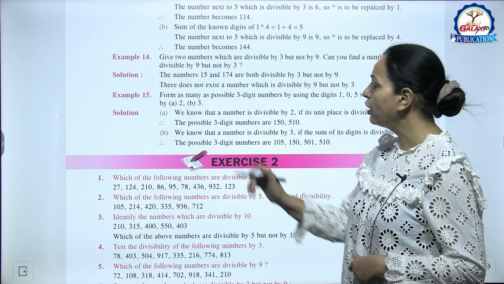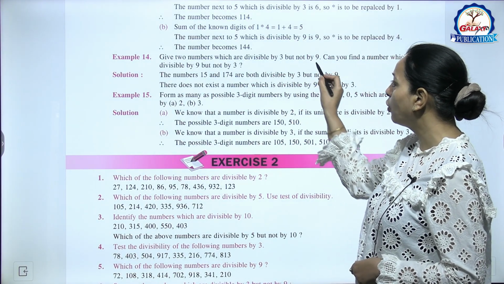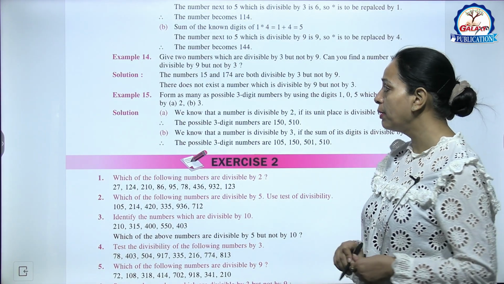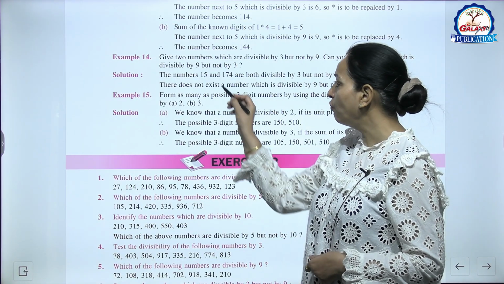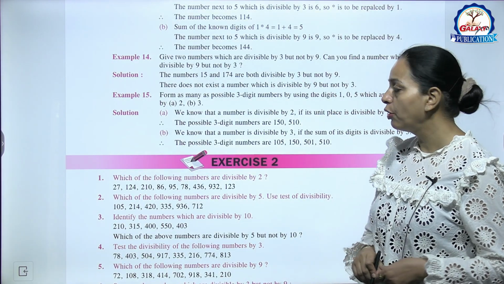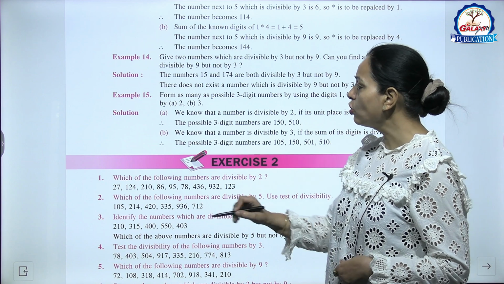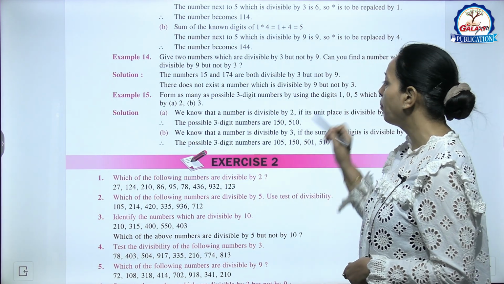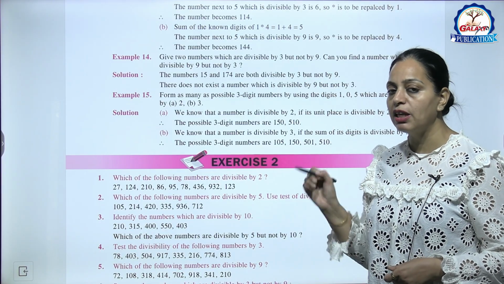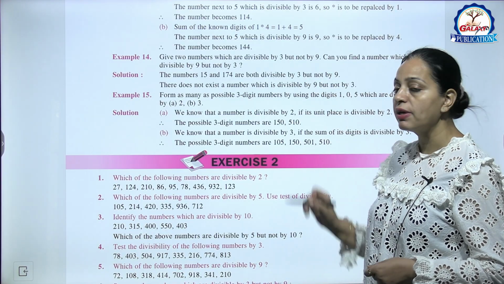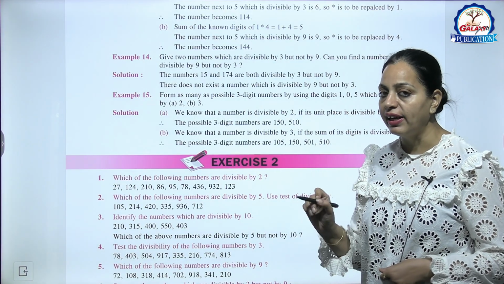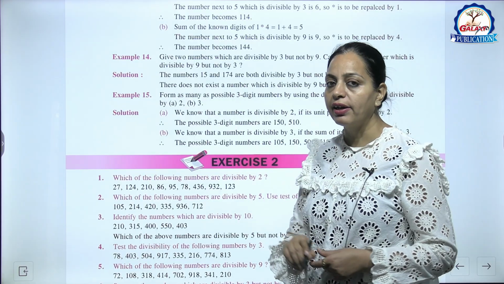Now example 14, give 2 numbers which are divisible by 3 but not by 9. Can you find a number which is divisible by 9 but not by 3? So numbers 15 and 174, both are divisible by 3 but not by 9. There does not exist a number which is divisible by 9 but not by 3. जितने भी नंबर 9 से डिविजिबल होंगे वो 3 से भी डिविजिबल होंगे, लेकिन कुछ नंबर्स ऐसे हैं जो 3 से डिविजिबल हैं बट 9 से डिविजिबल नहीं हैं, like 15, 174.